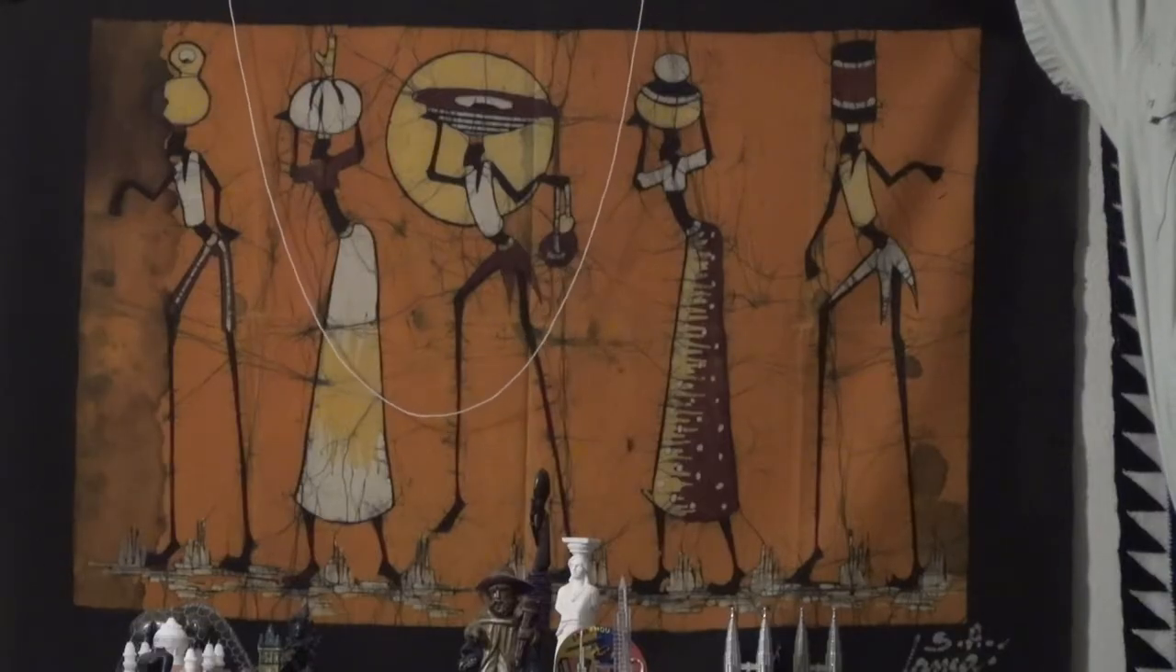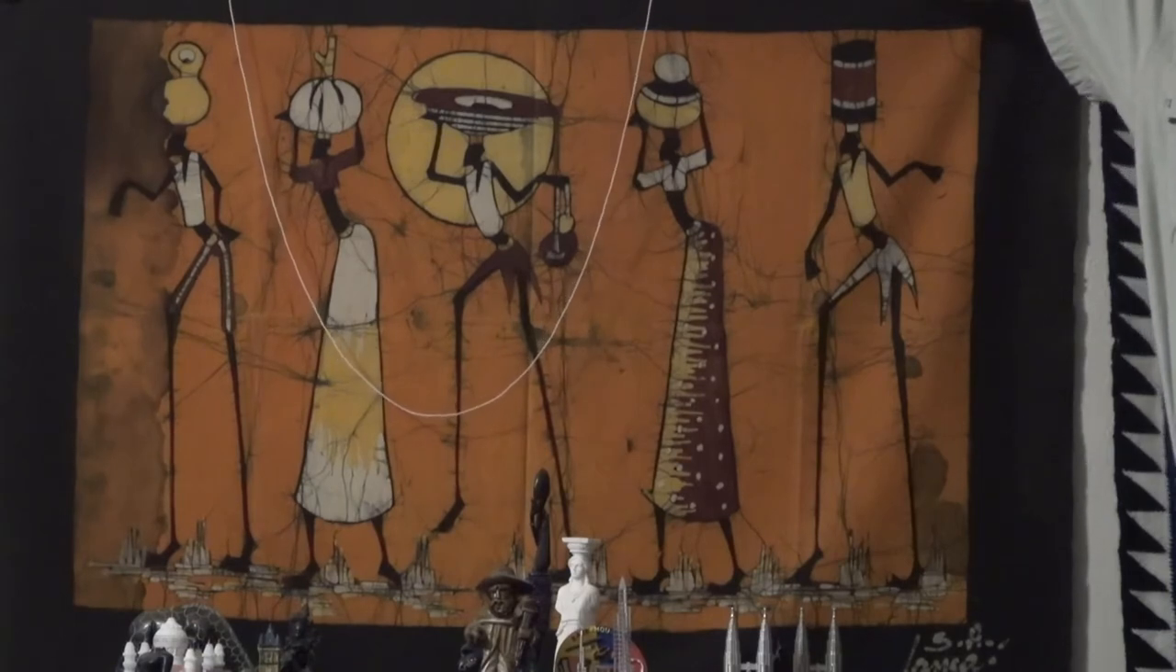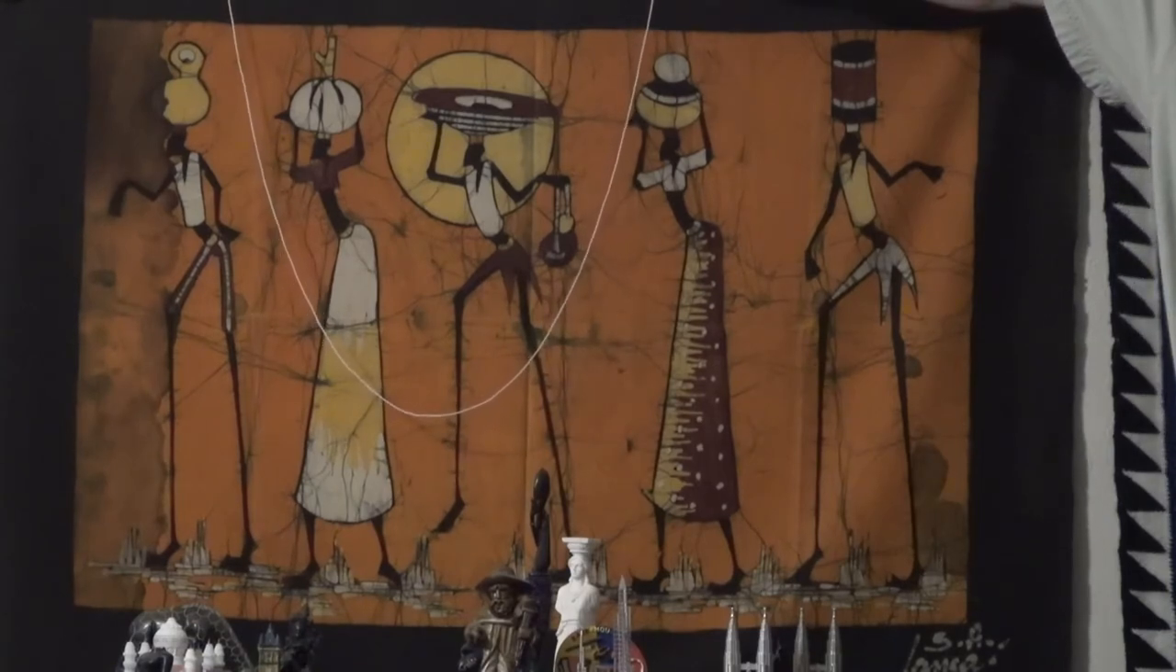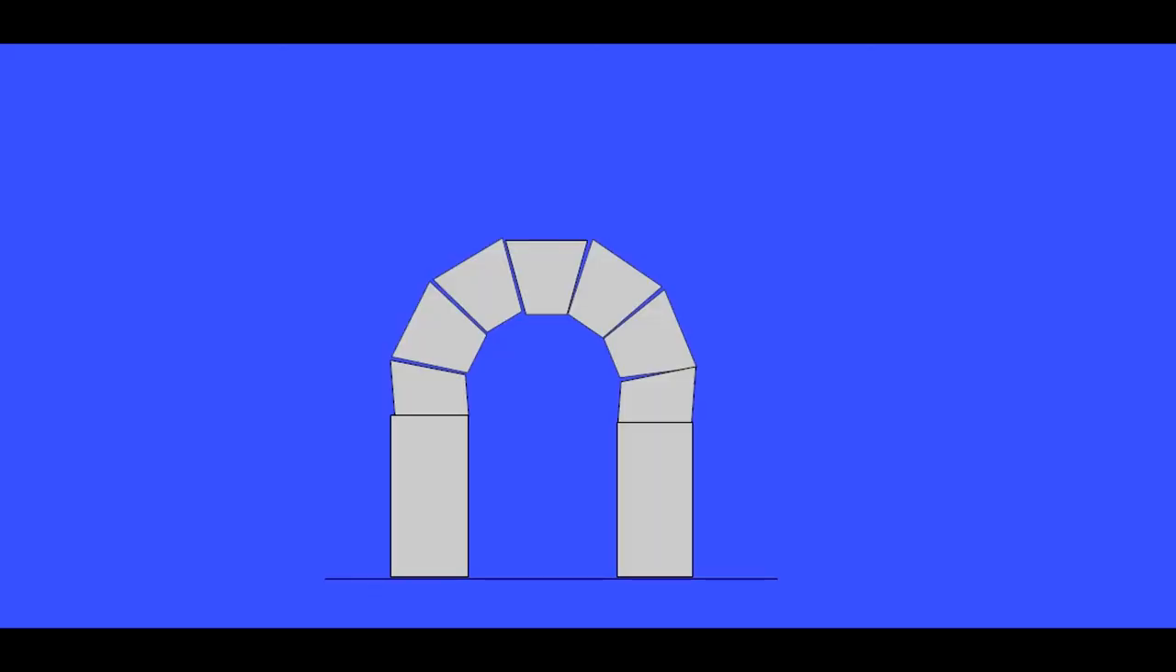This string is hanging as a catenary. Now we know that the net force on each piece of string is zero, otherwise that piece of string would be moving. If we flip the catenary upside down, then we have an arch. An arch is built out of individual bricks, shaped just right on each end. The net force on each brick is zero.